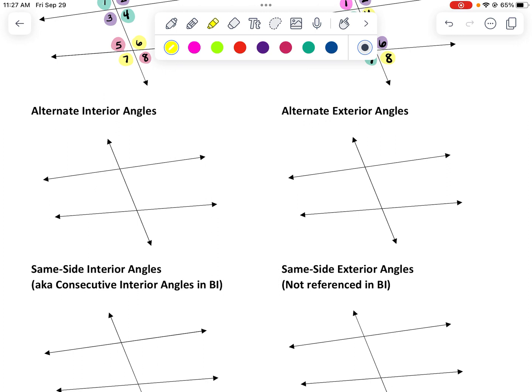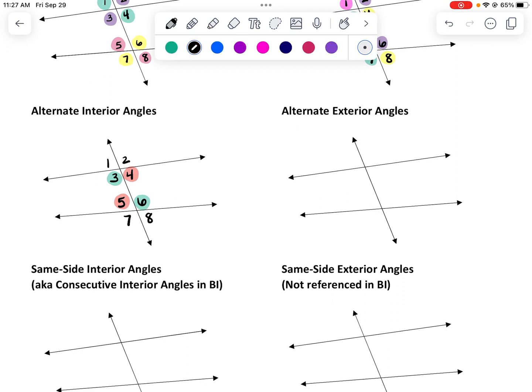Alternate interior angles. So alternate interior angles, there's not nearly as many, but let's talk about them. I'm going to label 1, 2, 3, 4, 5, 6, 7, 8. Okay, now think of the name. Alternate, so opposite sides. Interior. So if I have angle 3, it's interior. The opposite of it is 6. These are alternate. They're on opposite sides. Interior, inside the lines. And then 4 is an alternate interior angle to 5.